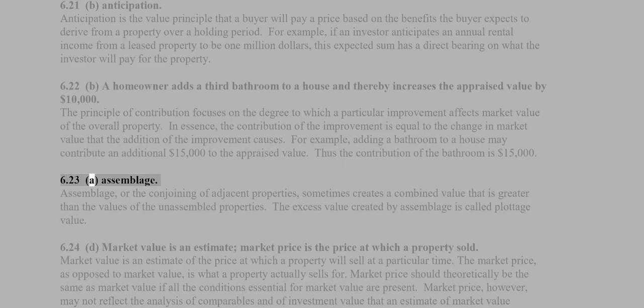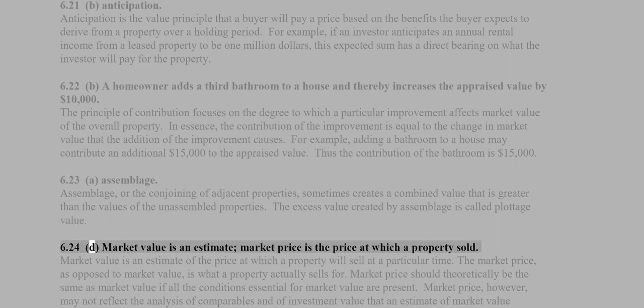6.23 A. Assemblage. Assemblage, or the conjoining of adjacent properties, sometimes creates a combined value that is greater than the values of the unassembled properties. The excess value created by assemblage is called plottage value.